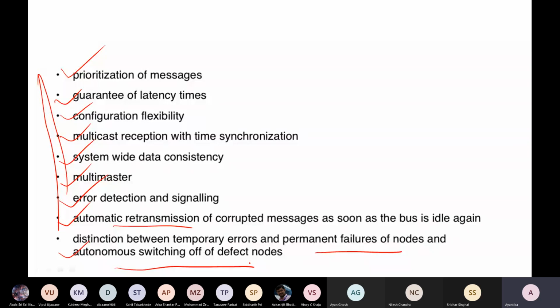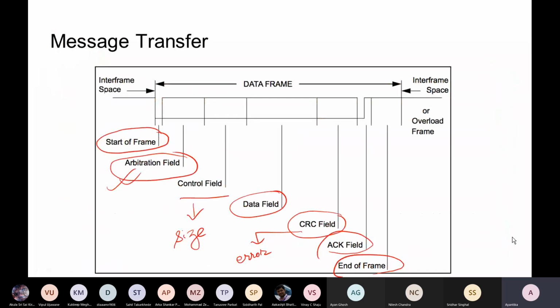So these are a few of the properties present in CAN, and I hope from whatever we have discussed, we can get some idea of how these properties, these improvements that we promised in CAN, are getting guaranteed. Okay, so this is a very basic idea about CAN.